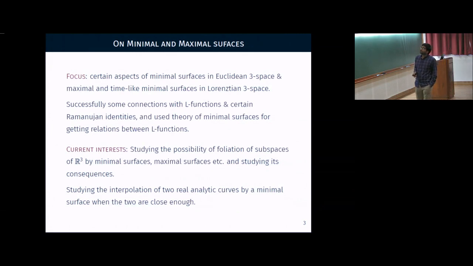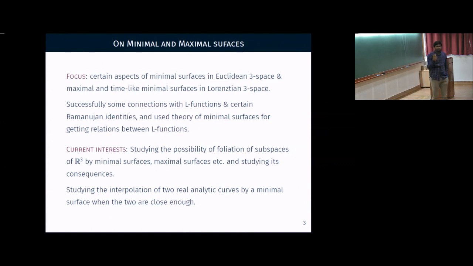All right, so the focus of this group on minimal and maximal surfaces is on studying certain specific aspects of these minimal surfaces in Euclidean spaces, and maximal and time-like minimal surfaces in the Lorentzian 3 space. So just in one line, what exactly is a minimal surface and a maximal surface? A minimal surface is a surface that minimizes the area subject to a certain constraint. For example, if you have a metal ring and you dip it in, say, a soap solution, you get a soap film out of it. So that's one of your surfaces.